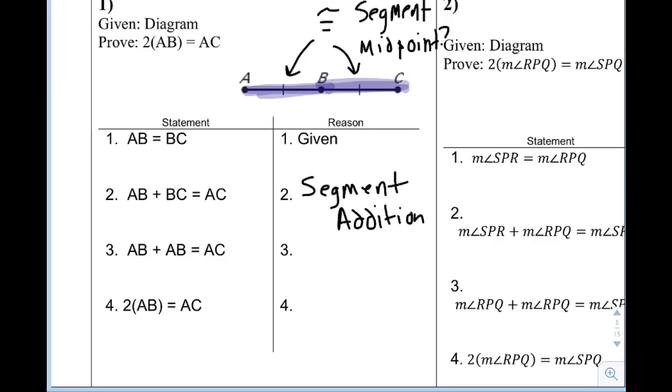Now, here's a tricky one. Everything has stayed the same. AB stayed the same, equal sign, AC. The only thing that changed was they went from BC, they switched it out, and they put in AB. Sounds like substituted in AB. And if you remember back to your first statement here, AB and BC are equal. So when you have two things that are the same, you can substitute them. This is substitution.